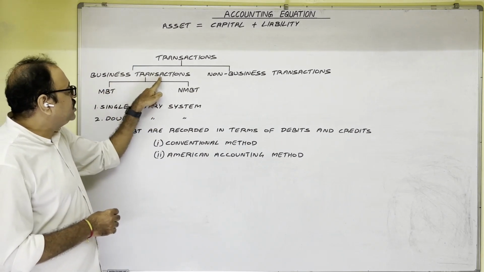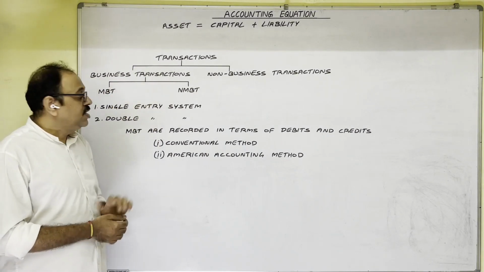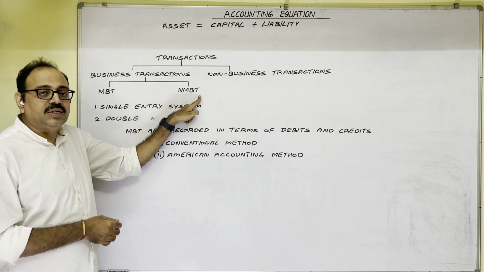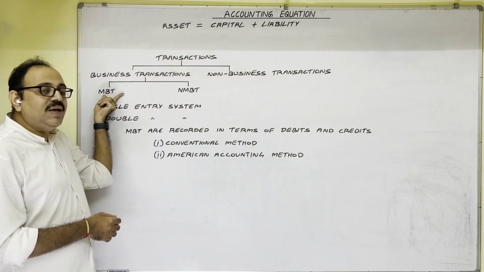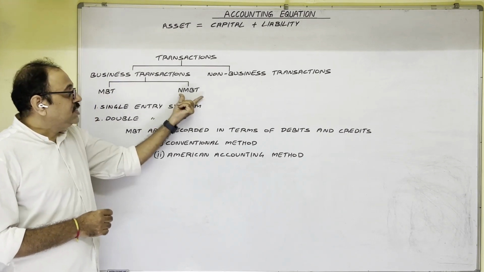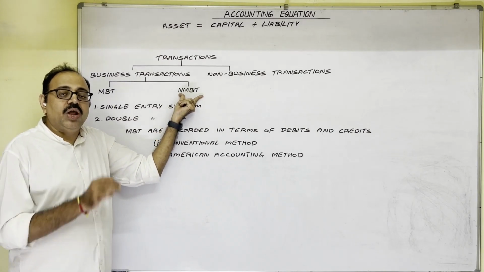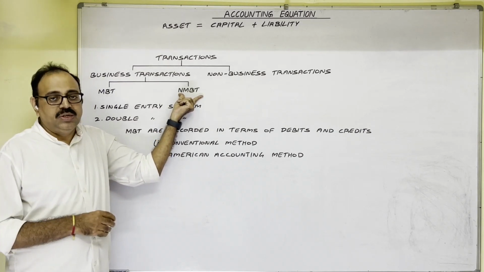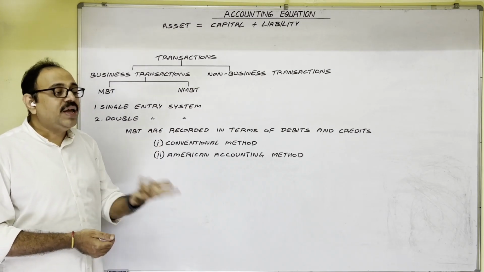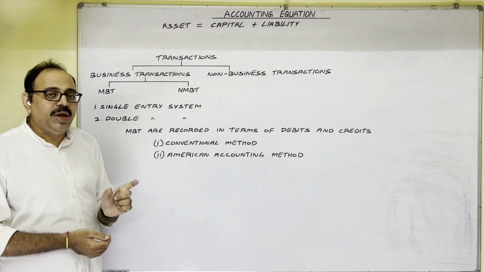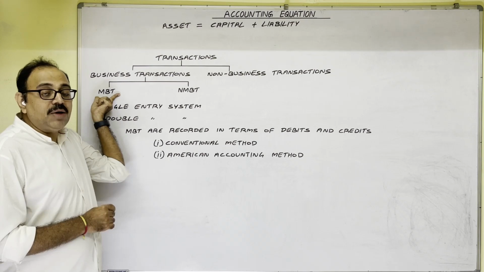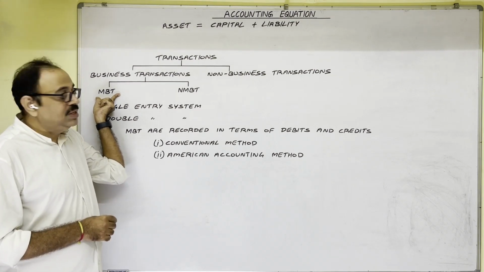And the business transactions are again divided into two types: monetary business transactions and non-monetary business transactions. Means some business transactions' value we can express in terms of money. Some business transactions' value we cannot express in terms of rupees. For example, salaries paid to employees. How much? 5 lakh rupees. So salary paid, this transaction is expressible in terms of rupees, no? It comes under monetary business transactions.